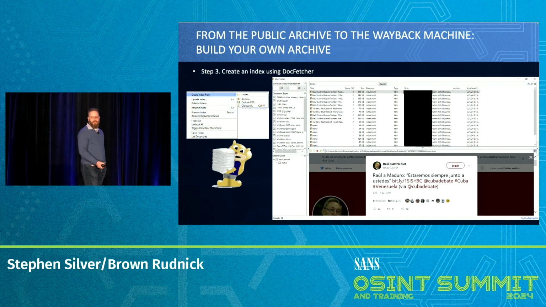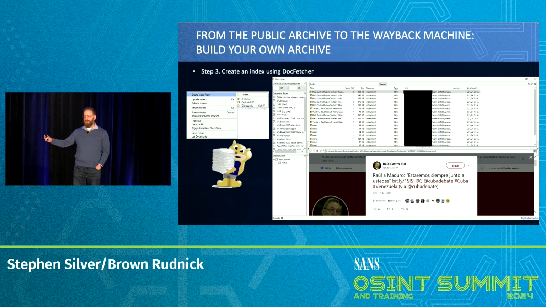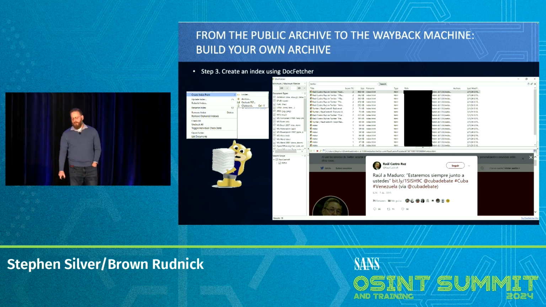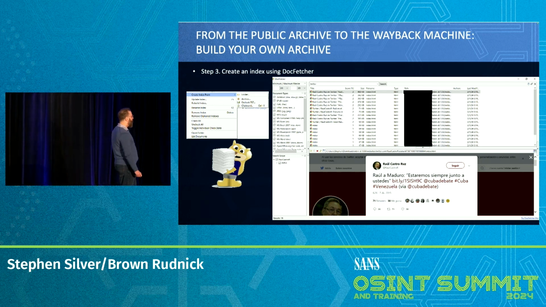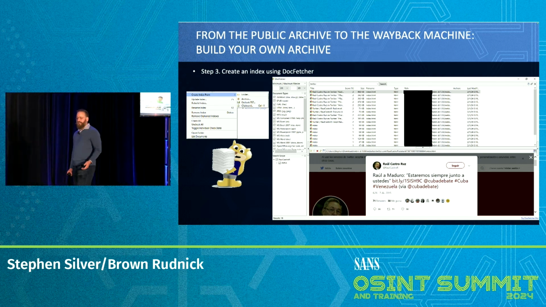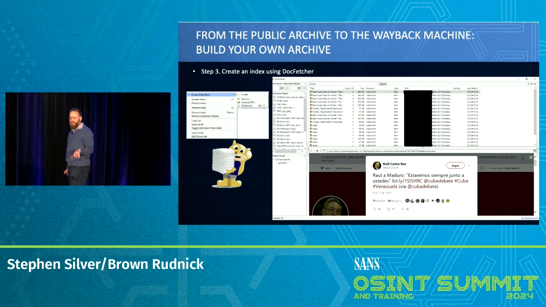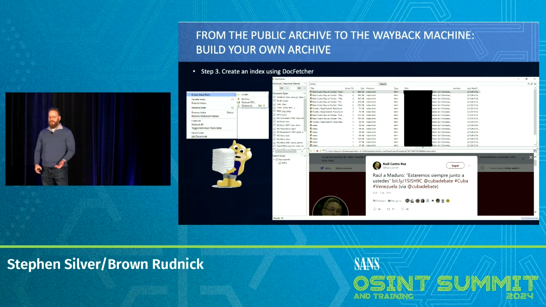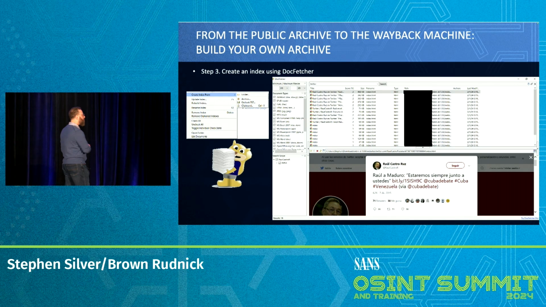Then I use something called doc fetcher to create a searchable index of these deleted tweets. It's free software. I really like the crazed look on the squirrel's face for this. You right-click, you create an index from the folder of downloaded tweets, and there you have it. You have a searchable index directory with all the images and everything, and it really comes together very nicely, of deleted tweets, in this case from Raul Castro. And you can see I just have it in the downloads folder.